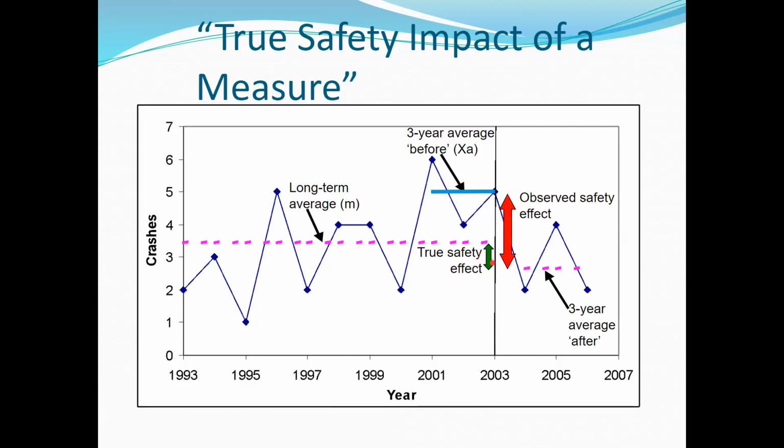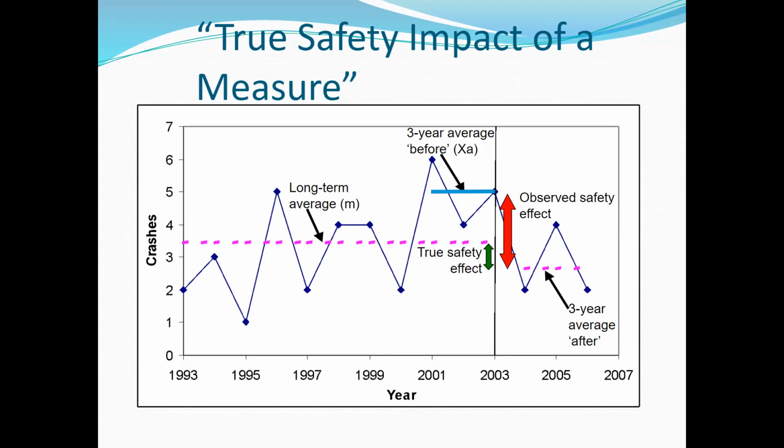But the true safety impact might actually be represented by this green arrow. So again, that's the overestimation of the improvement's effectiveness that you will see if you are just relying on your own site's crash history. Okay, and that was another question, right? So if you only use your own site's crash history for estimating traffic safety improvement effectiveness, this is the bias you run into. So you don't want to rely on just your own site.